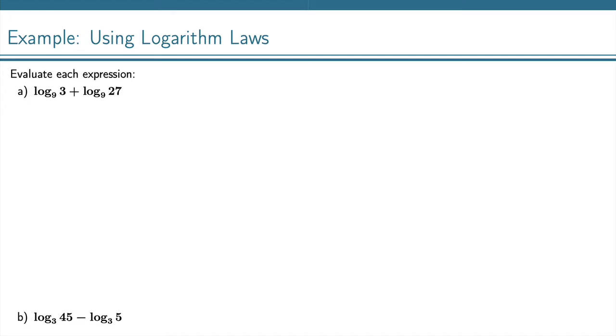Evaluate each expression. We have log base 9 of 3 plus log base 9 of 27. Now, these individual logarithms we could certainly figure out individually. However, we are adding two logarithms with the same base. So we have a logarithm law that tells us we can combine those by multiplying what's inside.